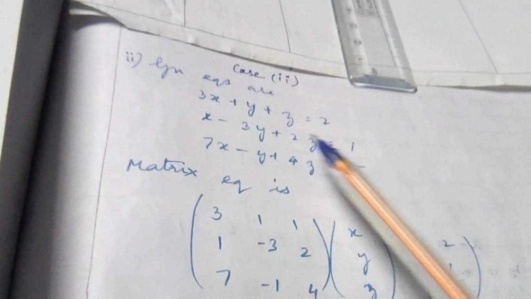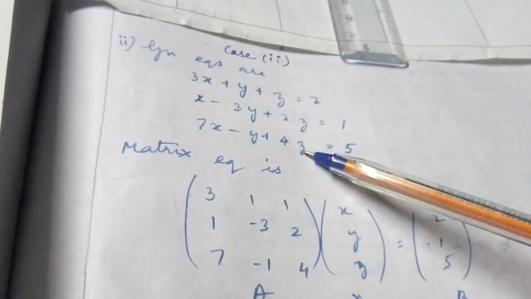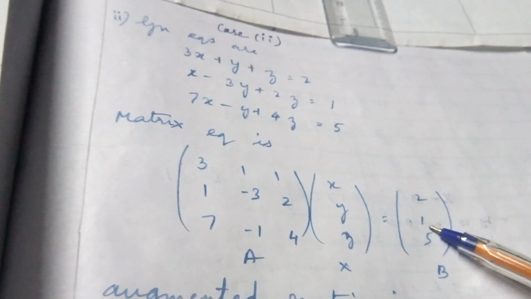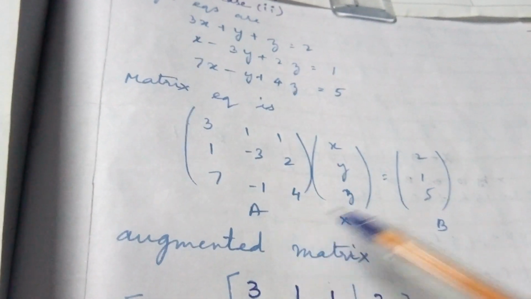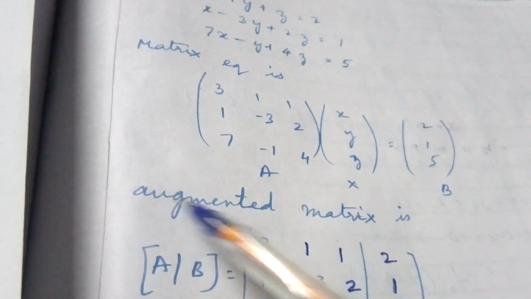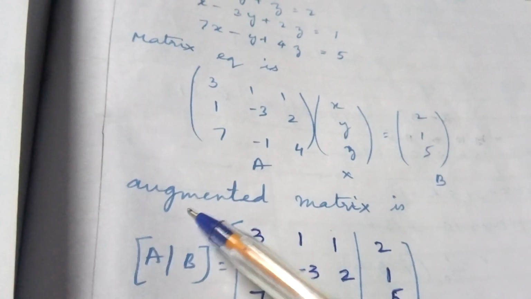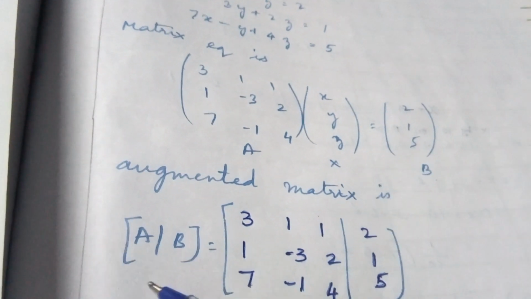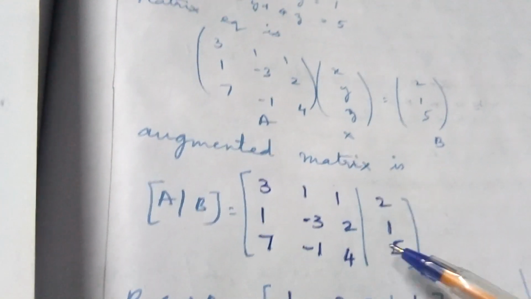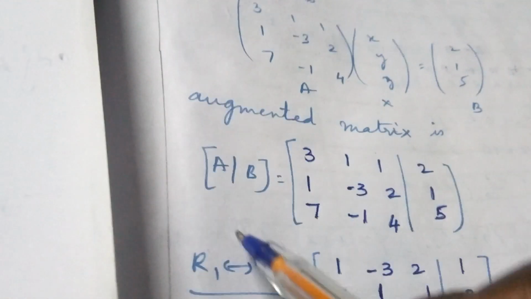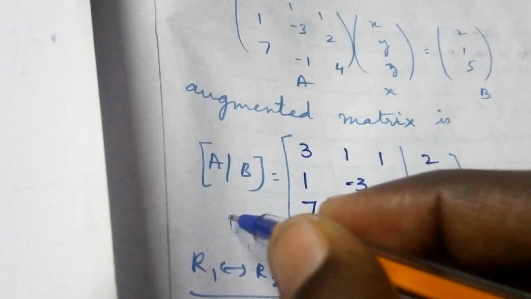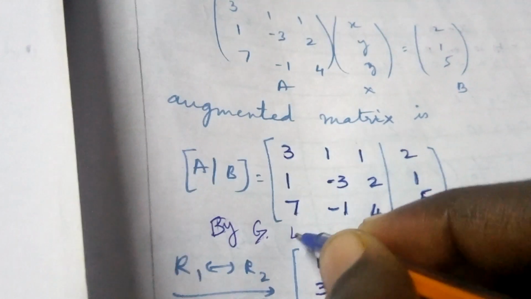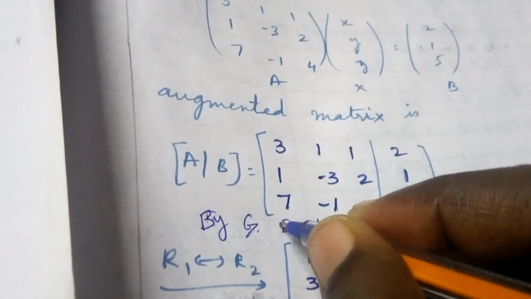The given equations are, from these equations we have to write the matrix equation. In this matrix equation this is A x = b. After writing the matrix equation we have to write the augmented matrix. Augmented means we combine and write A and B. After writing this we have to use the Gauss elimination method.